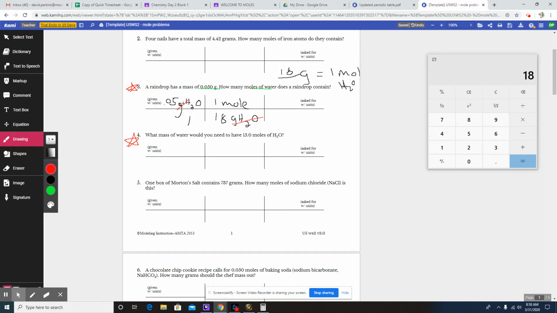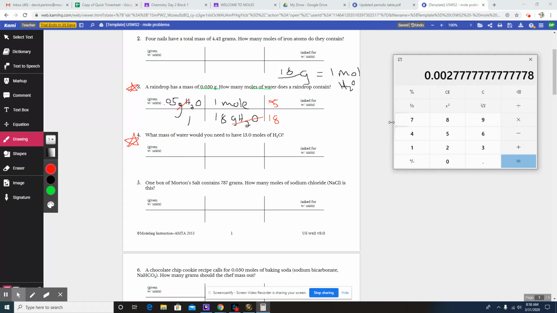So I multiply across the top and I get 0.05. I multiply across the bottom, I get 18. So then I take 0.05 divided by 18, and I get 0.002. 0.002, and this would be moles.